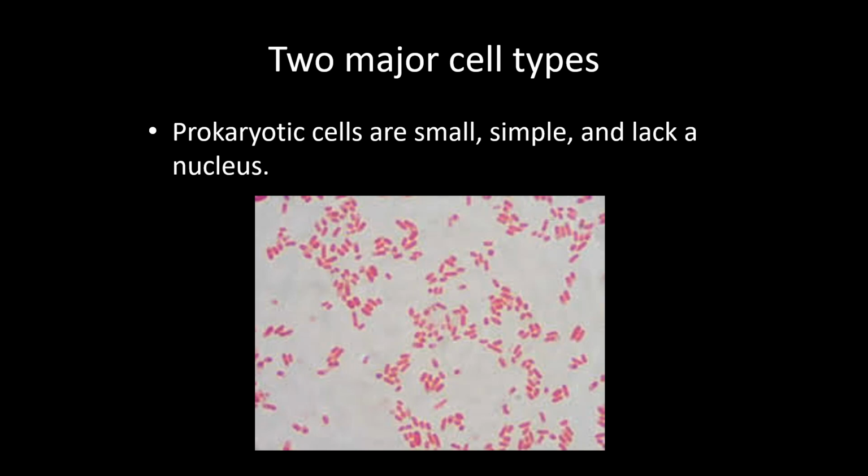The cells that are in this picture right here are what's known as bacilli. That is rod-shaped bacteria. These happen to be gram-negative, but these are a decent example of prokaryotic cells.